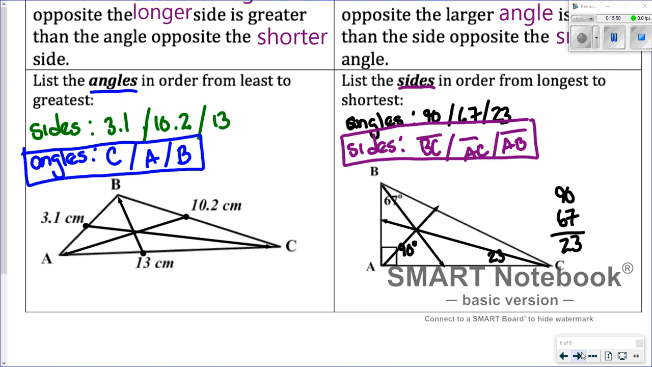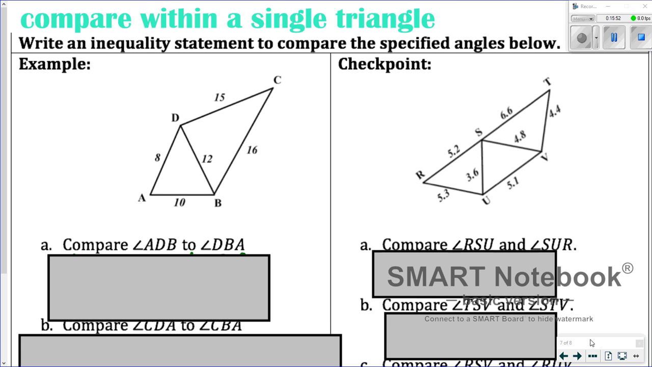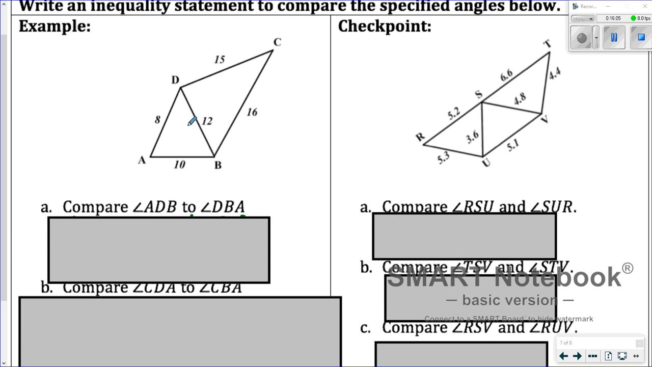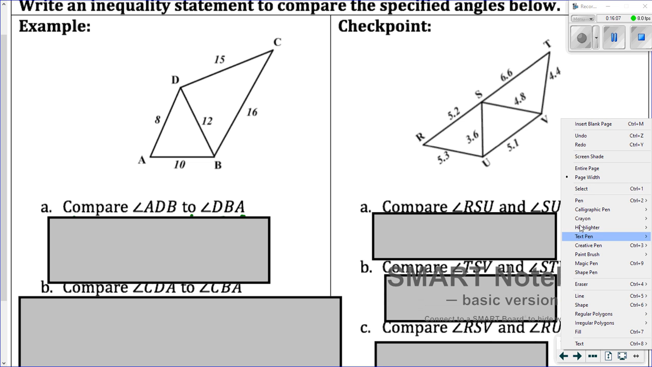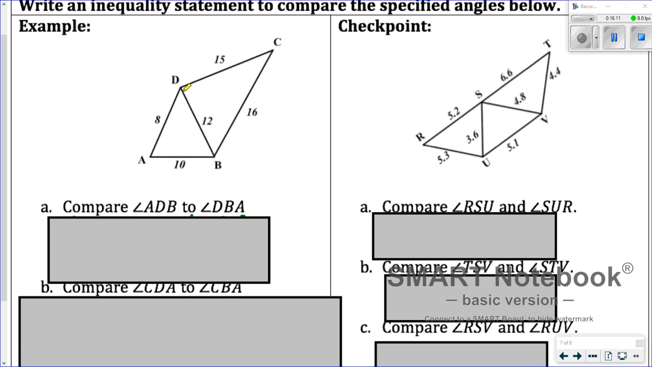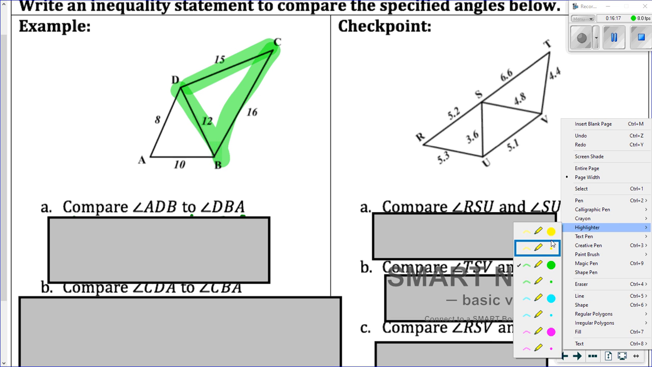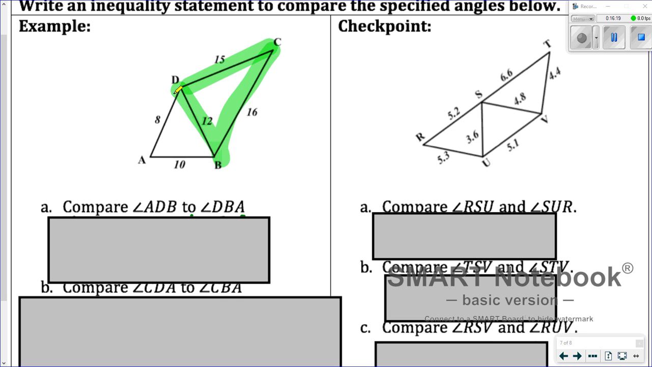All right. Next one. Compare within a single triangle. They say write an inequality statement to compare the specified angles below. So we have the first example. They give us this triangle. What I'm going to do is distinguish by giving them different colors. This one will be the green triangle, and then I'll have a blue triangle for the other one.